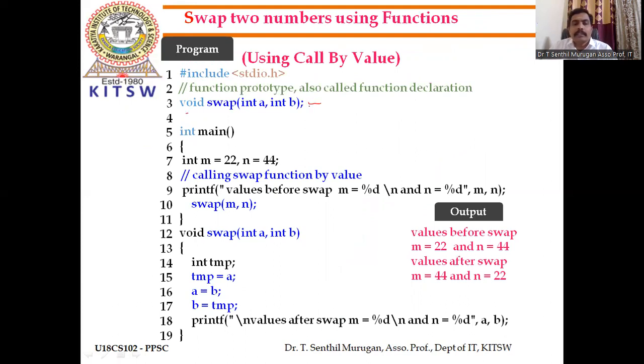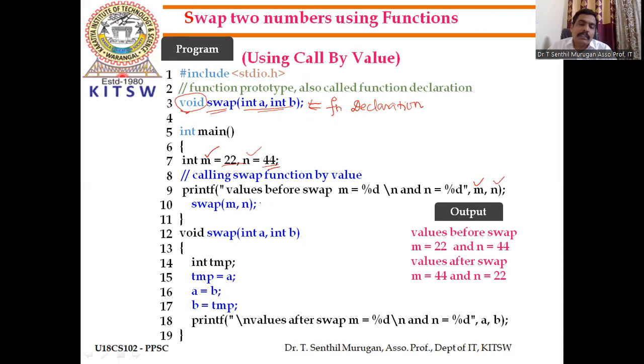We have the function declaration. From the function declaration itself, we can find the type of the function. This function does not return any value, the function name is swap, and it takes two integer values from the function call. In the main function, we declare two variables, m and n. m is initialized with 22, n is initialized with 44. Now if you print the m and n values, whatever values are there will be printed. So m equal to 22, n equal to 44 will be printed first.